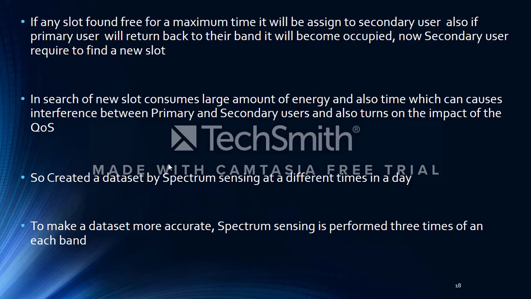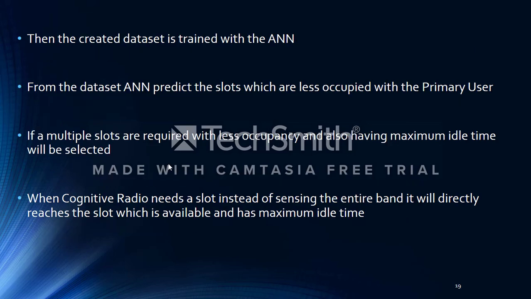So we created a dataset by spectrum sensing at different times in a day. To make the dataset more accurate, spectrum sensing is performed three times for each band. Then the created dataset is trained with the artificial neural network. From the dataset, the artificial neural network predicts the slots which are less occupied by the primary user. Slots with less occupancy and maximum idle time will be selected. When the cognitive radio needs a slot, instead of sensing the entire band, it will directly reach the slot which is available and has maximum idle time.